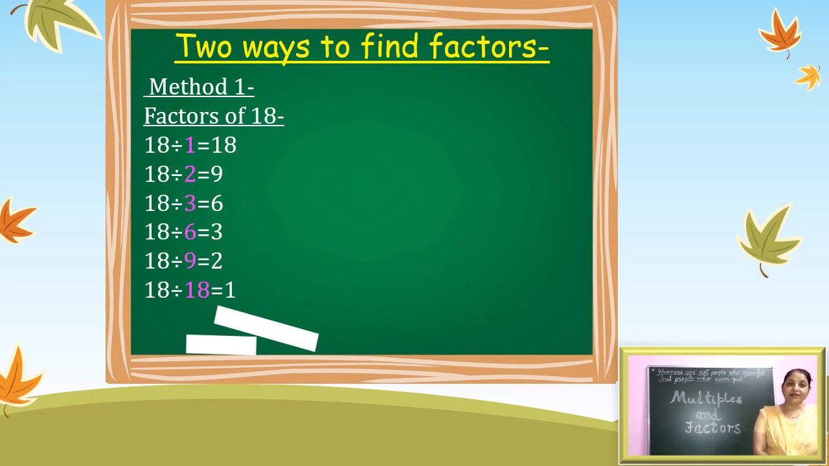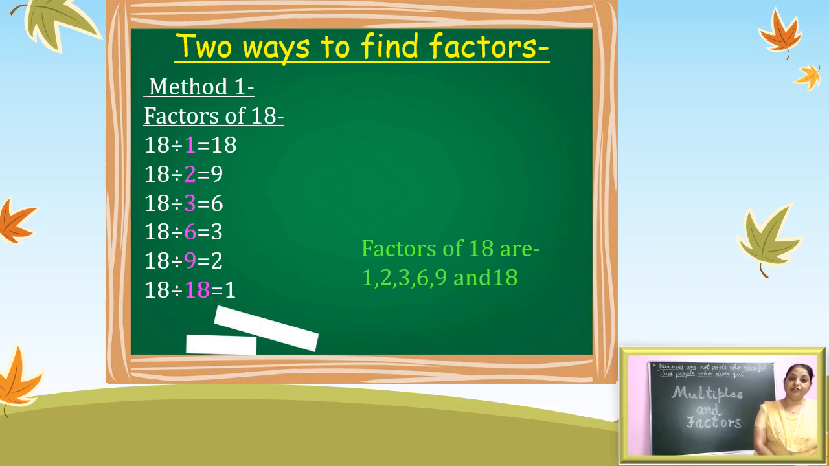The next number is 9. 18 divided by 9 gives quotient 2. And 18 divided by 18 gives quotient 1. There is no other number which divides 18 exactly. So we can say the factors of 18 are 1, 2, 3, 6, 9 and 18.